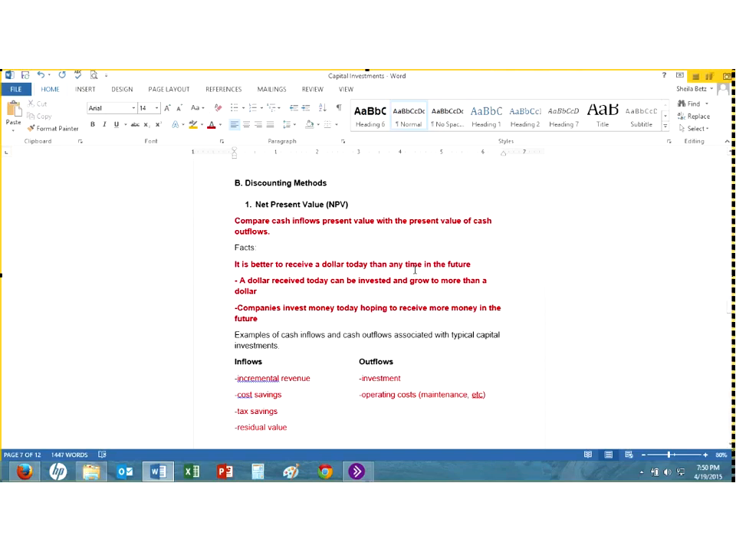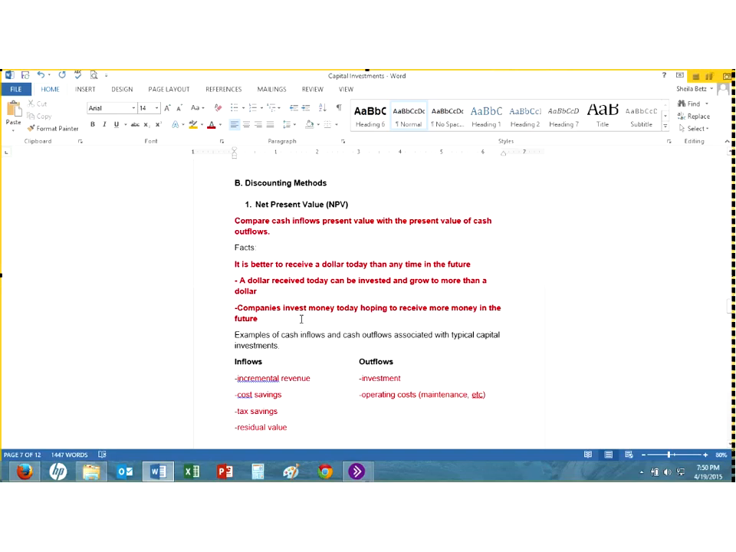So now let's move into the discounting methods. The discounting methods, we're going to look at net present value, or NPV. And what we're going to be doing is looking at future cash inflows and outflows and calculating that future money either coming in or going out, what is that worth in today's dollar terms?